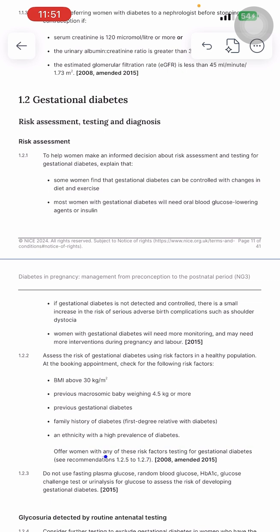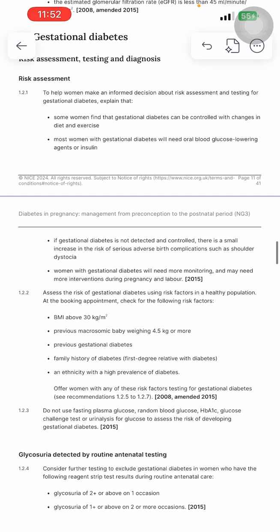Offer women with any of these risk factors testing for gestational diabetes mellitus. So when you find these risk factors in the patient, you have to offer her an oral glucose tolerance test at booking. Do not use fasting blood glucose, random blood glucose, HbA1c, glucose challenge test, or urine analysis for glucose to assess the risk of developing gestational diabetes. The diagnostic test will be the 75 gram oral glucose tolerance test, a diagnostic test. If you find these risk factors in the patient: BMI above 30, previous macrosomic baby, previous gestational diabetes, family history of diabetes, or ethnicity with high prevalence of diabetes.